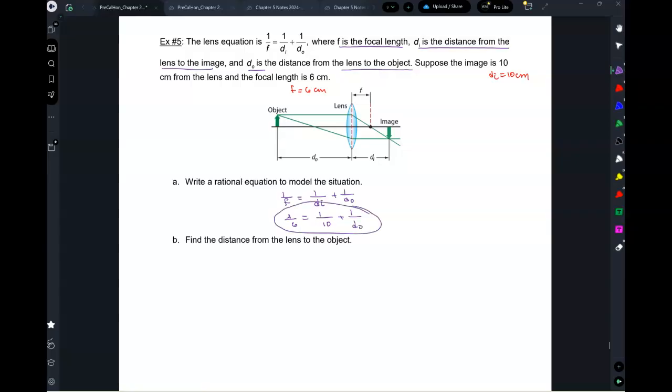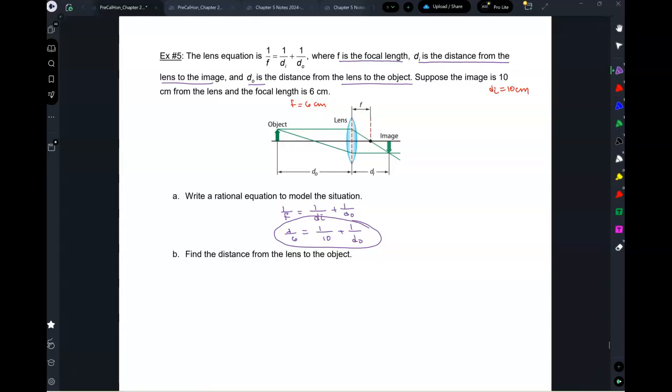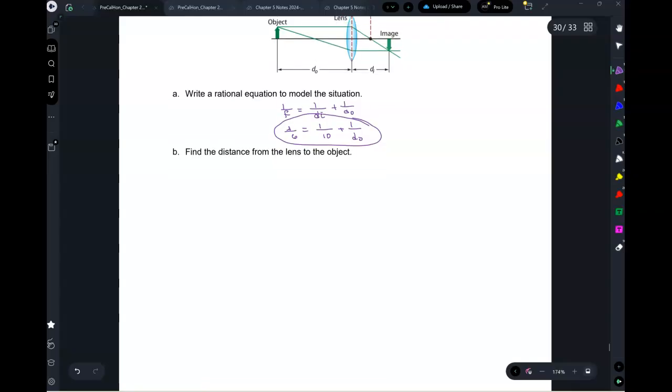This is it. This is not a very complicated problem at all. The only reason it's here is so you get used to sifting through lots of English words and diagrams, and then just coming up with what is asked of you. So just come up with what you have, what you need. Sometimes it's a very simple thing. Now find the distance from the lens to the object, so we need to find DO.